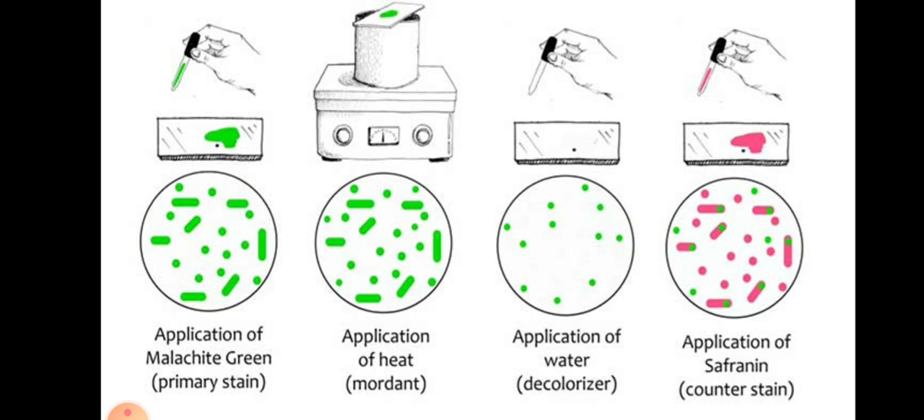Diagrammatic representation of spore staining. In spore staining, the primary stain is malachite green, followed by application of heat, which acts as a mordant, which fixes the stain to the organism, followed by decolorizing agent, which removes the stain from the vegetative part but retains the stain in the spores. And by application of the counterstain called safranin, safranin will stain the vegetative cells.